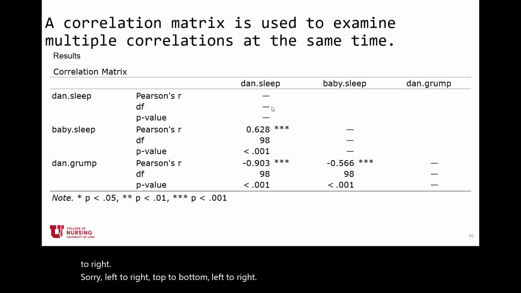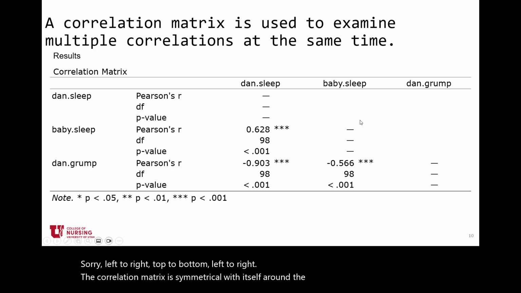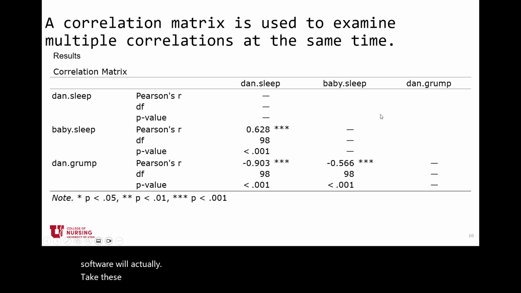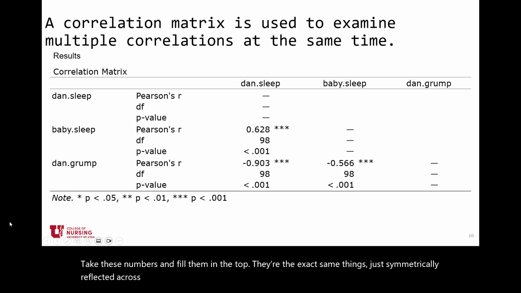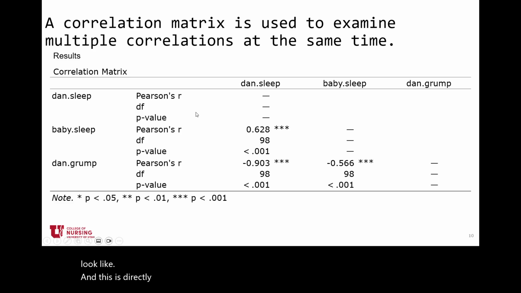The correlation matrix is symmetrical around the diagonal. Other statistical software will actually take these numbers and fill them in the top. They're the exact same things, just symmetrically reflected across that diagonal. So this is what a good APA table for a correlation matrix would look like. And this is directly out of Jamovi.